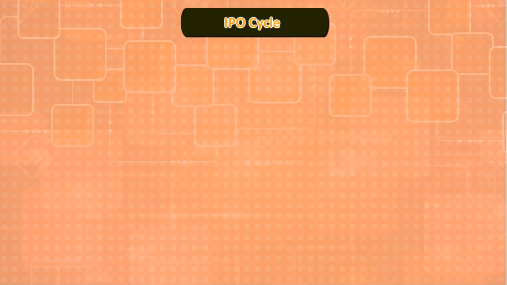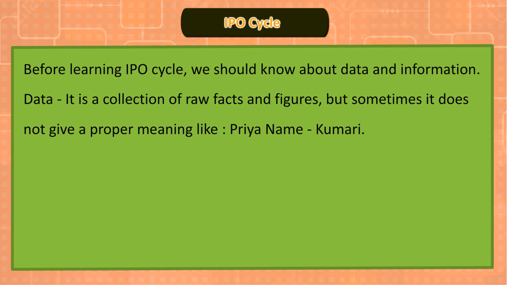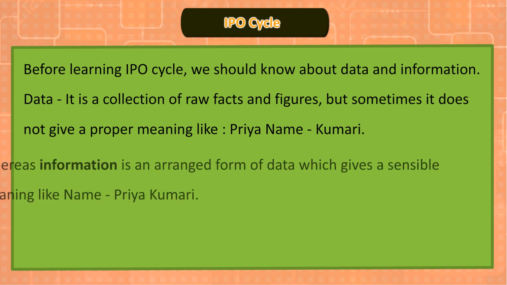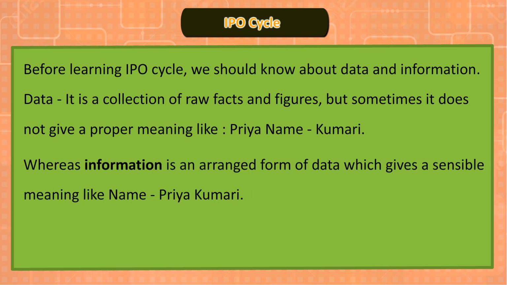IPO cycle. Before learning the IPO cycle, we should know about data and information. Data is a collection of raw facts and figures, but sometimes it does not give a proper meaning, like Priya, Kumari. Whereas information is an arranged form of data which gives a sensible meaning, like the name Priya Kumari.